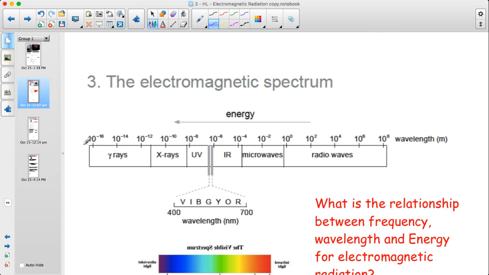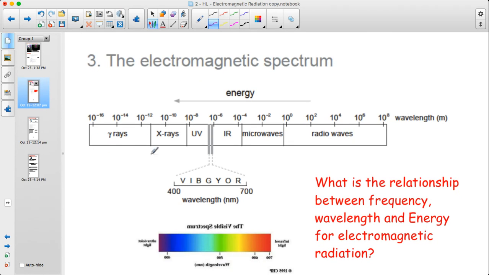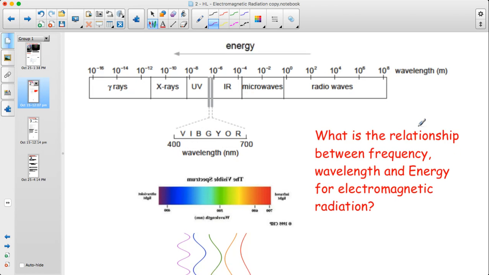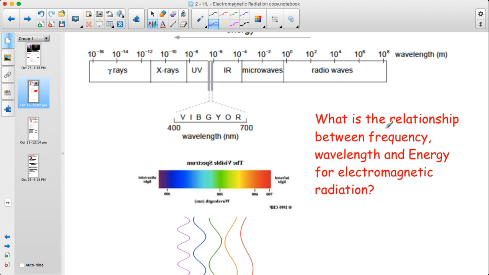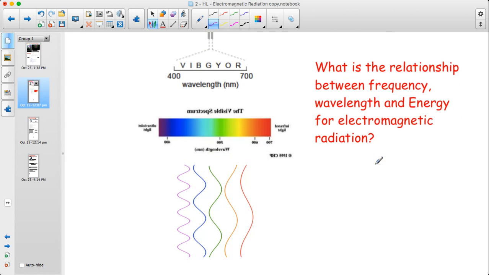This is how it gets represented in the data booklet, section 3 of the data booklet. And so you can see this is the gamma rays, X-rays, UV. They expand out the visible part of the spectrum. Infrared is IR, microwaves, and radio waves, and they give you wavelength values. We already mentioned this, so what is the relationship between frequency, wavelength, and energy?